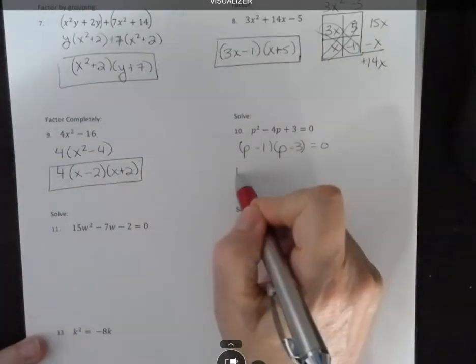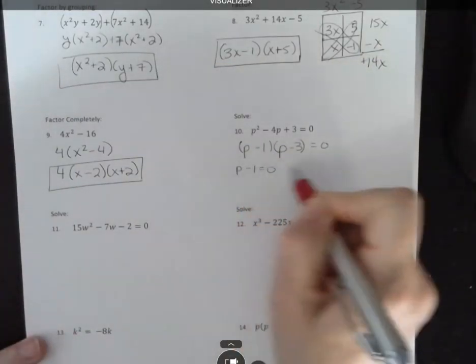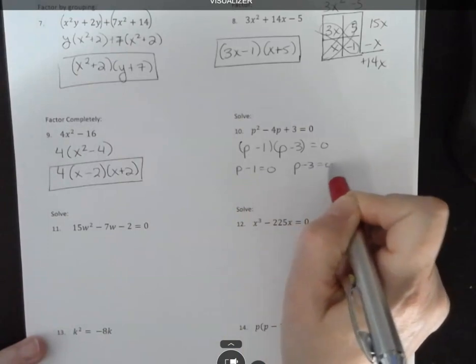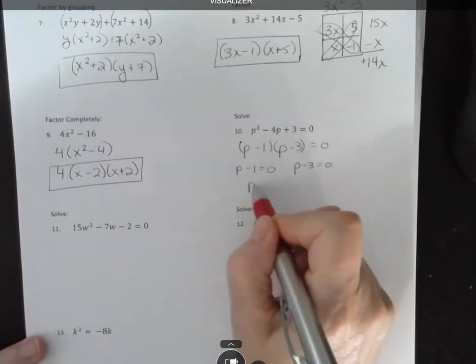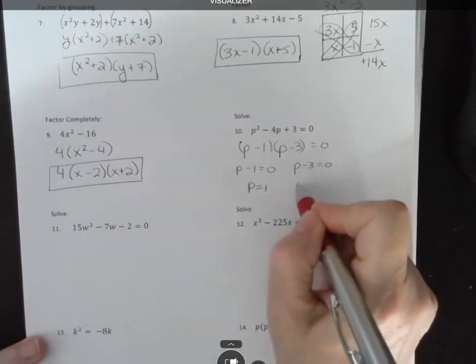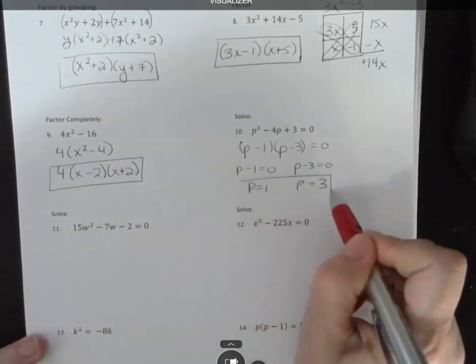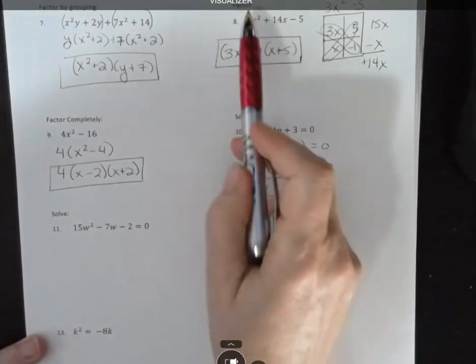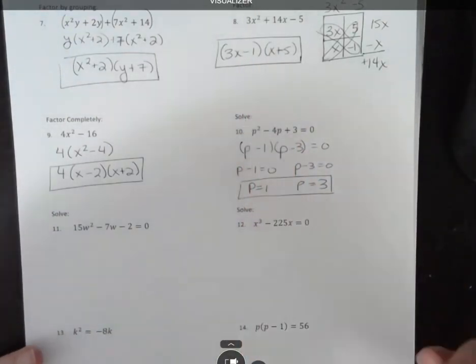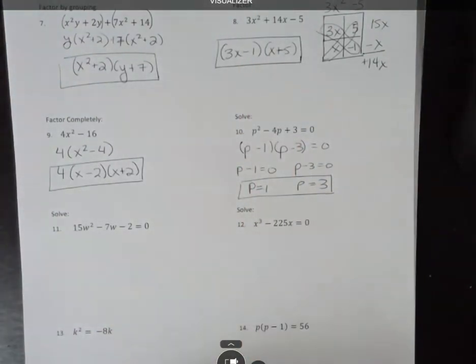Now to solve this, you're going to set both of those equal to 0. Add 1 to both sides to get p equals 1. And add 3 to both sides to get p equals 3. And those are your two solutions. Notice up here we were just asked to factor, and here we were asked to solve. So solving is something different. We have to actually find out what p equals.